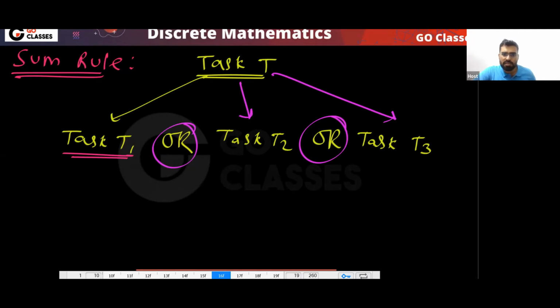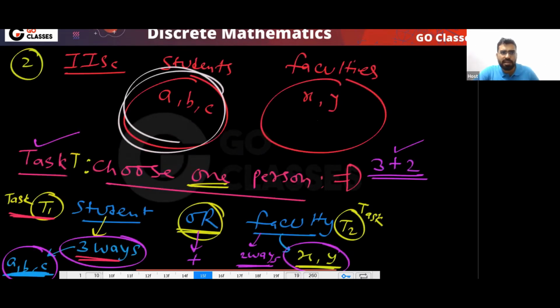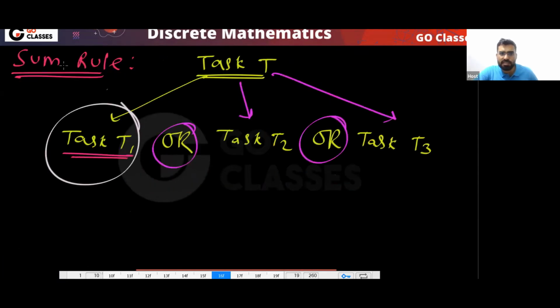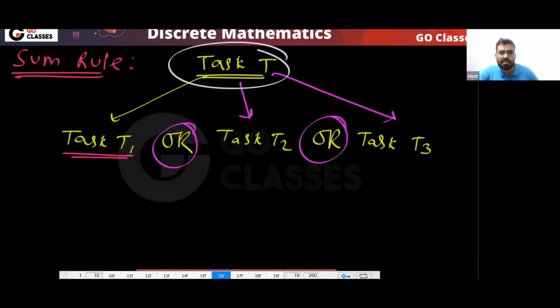Yes. For example, if I select a student, then automatically task T will be done. If I select a faculty, then automatically task T will be done. So you can notice, if I do task T1, automatically task T will be done. Okay, so I can do task T1, or I can do task T2, or I can do task T3.